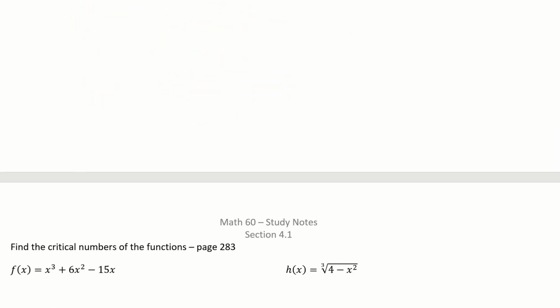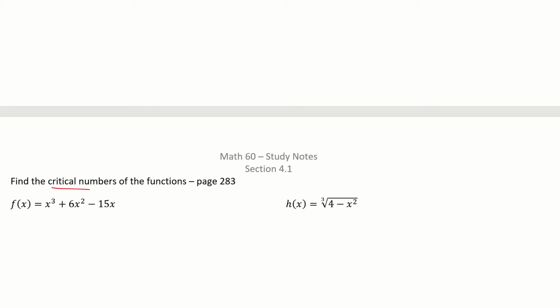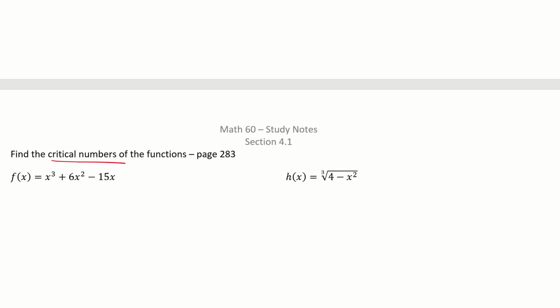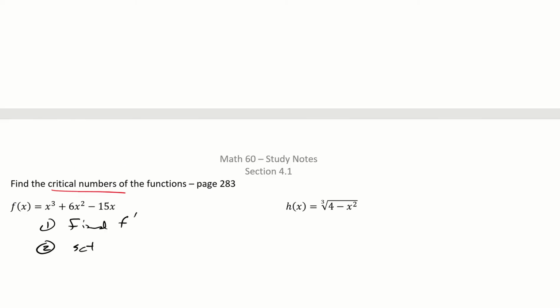The one part of the homework is, can you find critical numbers? And I'll say, yes, we can. Watch us do so. All right, so it says find critical numbers. What are you supposed to do? 1, find f prime. Find the derivative.